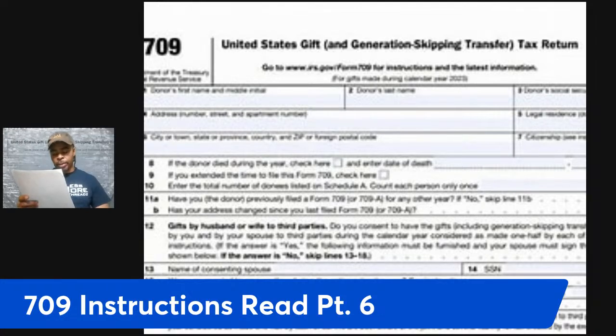Line 20A. If line 20A is under $1, we will send a refund only on written request. Line 20B. The routing number must be 9 digits.